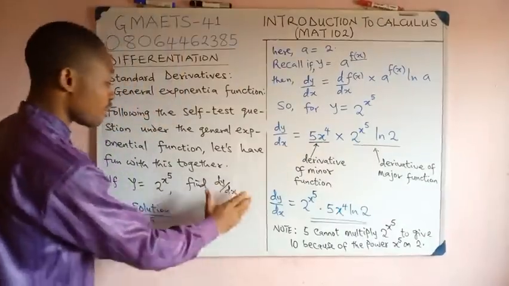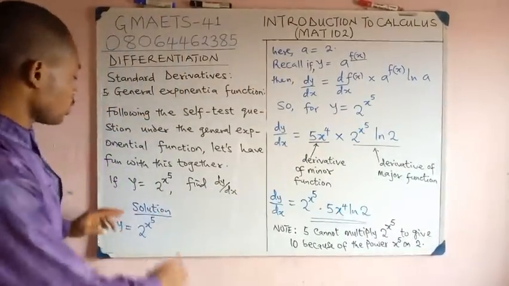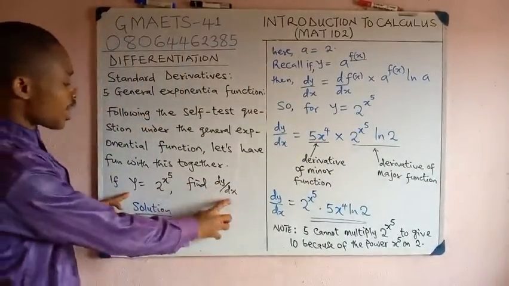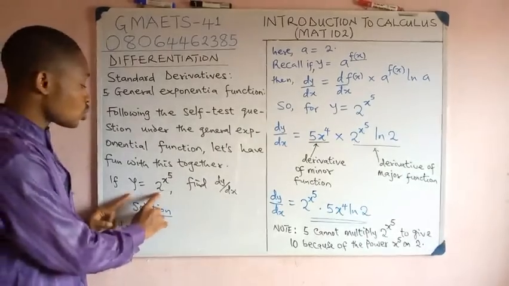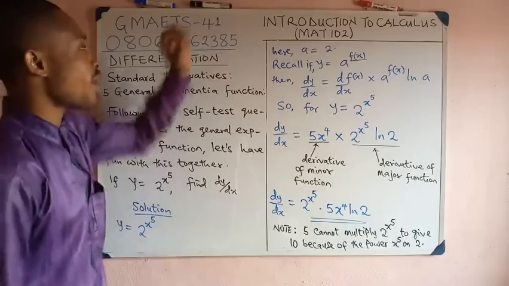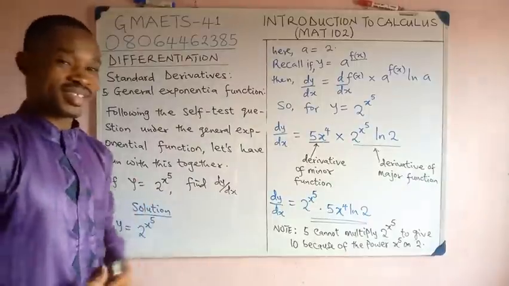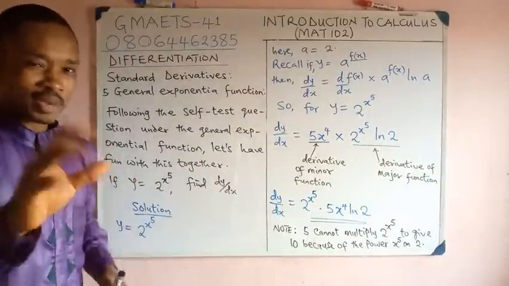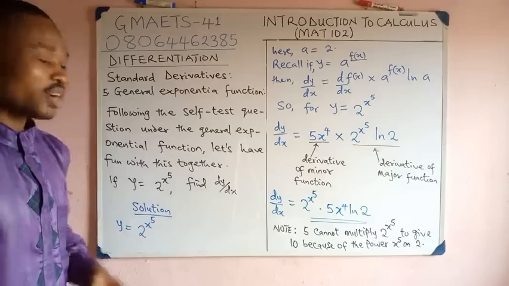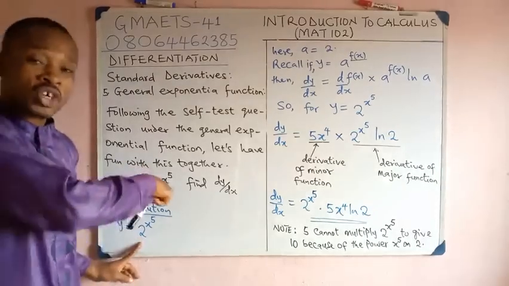Alright, you want to have fun with this one on the board now, okay? We are asked to find dy dx, where y is equal to 2 raised to the power x raised to the power 5. Now, how do we approach this problem? If you look at it, it might seem a bit terrifying or complex, but hey, it's 1 plus 1, nothing is there. All you need to do is to identify the form of function this thing is.